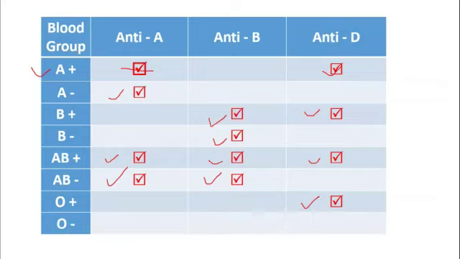And in persons of O negative blood group, you never find agglutination in any of these antisera solutions, because they don't have any type of agglutinogens, neither A nor B. So this table is the most important. Please note it down.